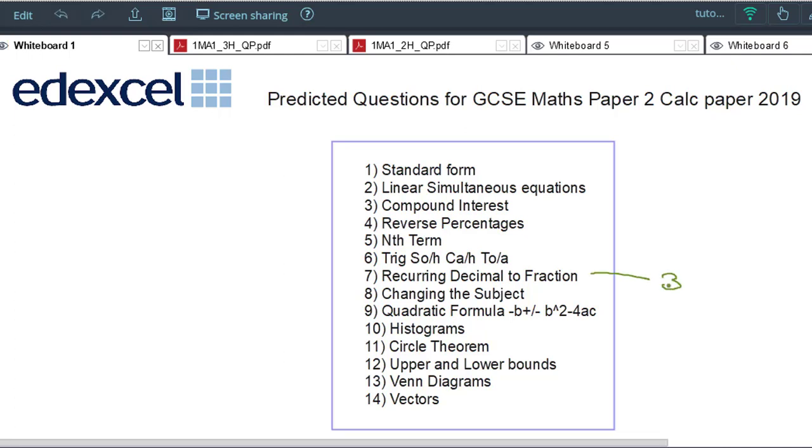Especially if they give you one like this, 3.125, the recurring just on the 2 and the 5. But if you can learn the technique, then yes, you have a good chance of getting those 2 to 3 marks. Change of subject, it's just algebra, rearranging, probably involving factorization if you're doing the higher tier paper.